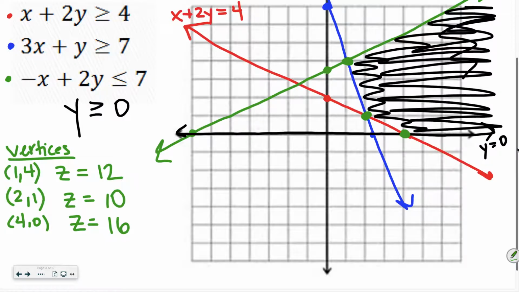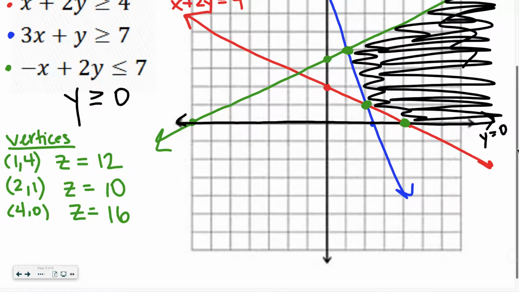Okay. So what's our minimum? So we have a minimum of 10 at the coordinates 2, 1. What's our maximum? 16. Why not? Well, because we don't have the vertex that traps it all in there.